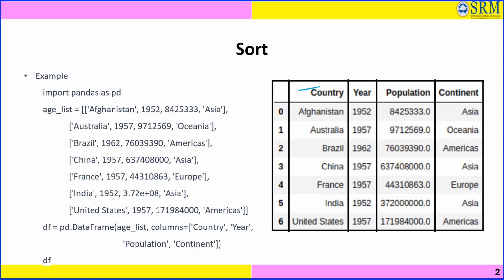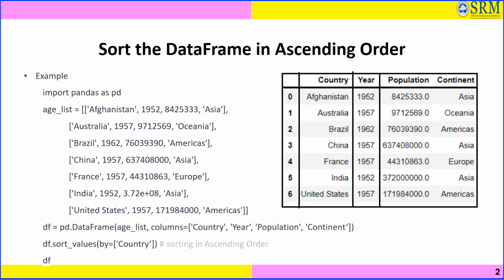Okay, so here is the data frame. So the data is given for each, and in the second line you have given the columns. The columns are country, year, population, and continent. So we made a data frame after giving the data. Okay, so in the next thing, first we are going to sort it using country. So here's the country. Okay, so you have to sort by country.